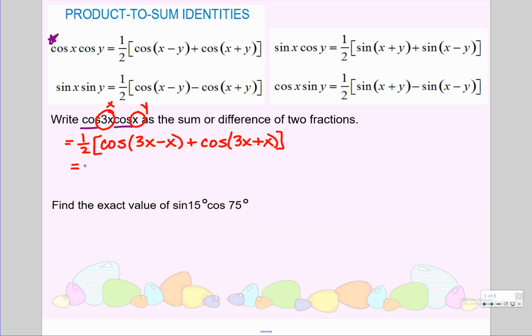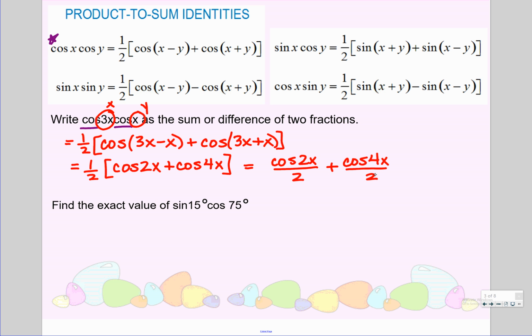So 3x minus x gives me 2x. 3x plus x gives me 4x. And then we distribute the 1/2 through. So it's going to be cosine 2x over 2 plus cosine 4x over 2. And the instructions are to write it as a sum or a difference of two fractions, which is what I have. So I don't want to add them together, even though you could. They have a common denominator. You also can't reduce anything here because that 2x and 4x on top are in the angle. They're not outside the function, so nothing simplifies. And then this is your answer.